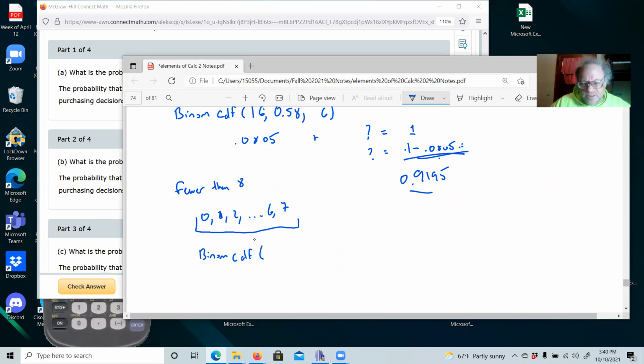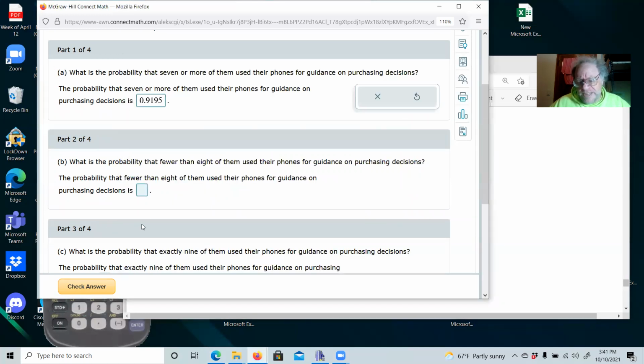Okay, and we're going to have 16 folks, 0.58, and then 7. We aren't going to subtract from 1 this time because of this word here. It says fewer than. When it says more than or greater than, then we're going to have to subtract from 1. Fewer than, that's okay, from 0 up to whatever we want. I don't think your book says between, so we don't have to worry about that case.